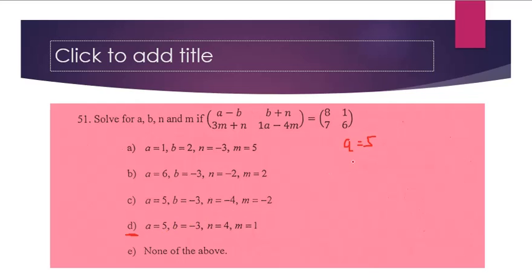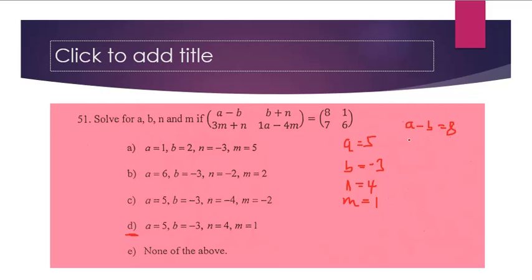Okay, so A is 5, B is minus 3, N is 4, and M is most definitely 1. So this has to be equal to this portion. A minus B has to be equal to 8. So let's check: A minus B has to be equal to 8.